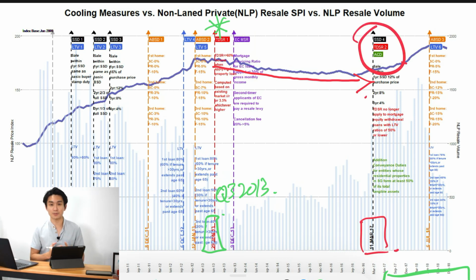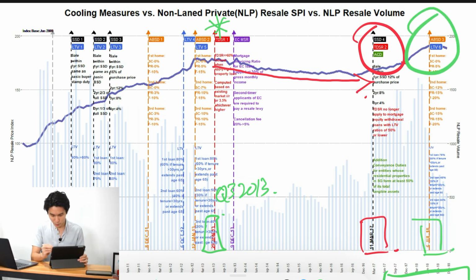And then the next key period you need to know is in July 2018, where we have once again the tightening of measures with the increase of additional buyer stamp duty and the lowering of the loan to value.